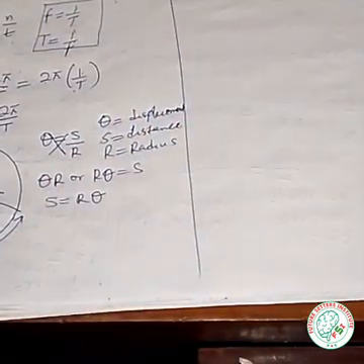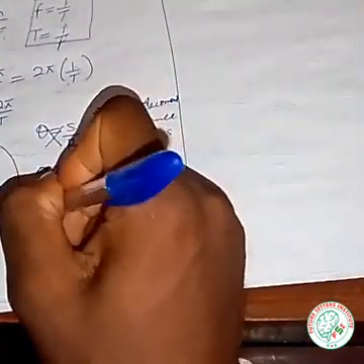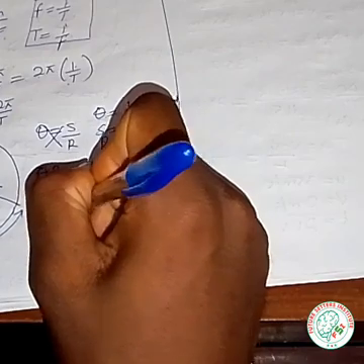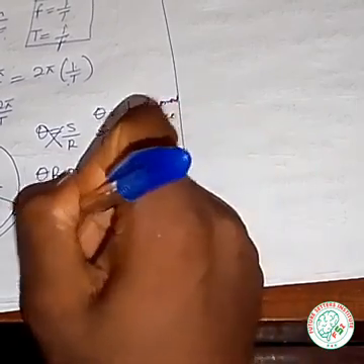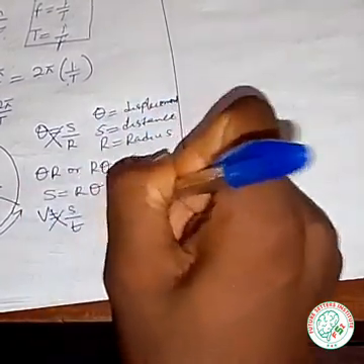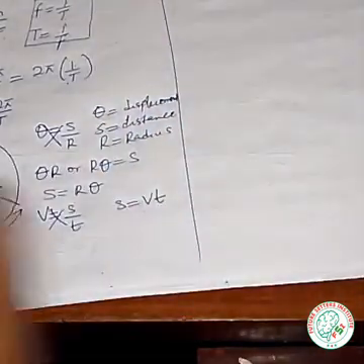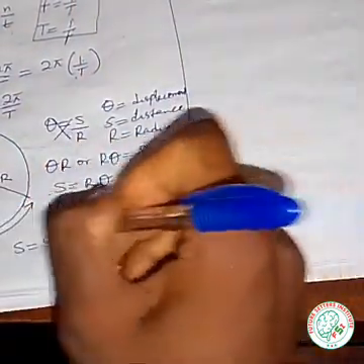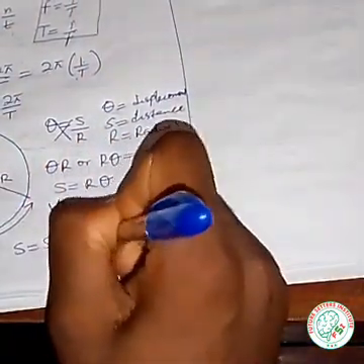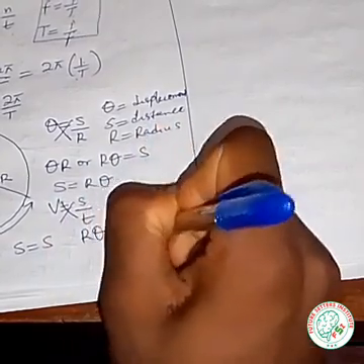Now, you still remember that velocity is displacement over time, right? Velocity is equal to displacement, which is S over t. If we have this, we can also make displacement the subject of the formula. So we have S equals Vt. Now in physics, we always relate formulas. So we can say S equals S, and if S equals S, we can say r theta is equal to Vt.